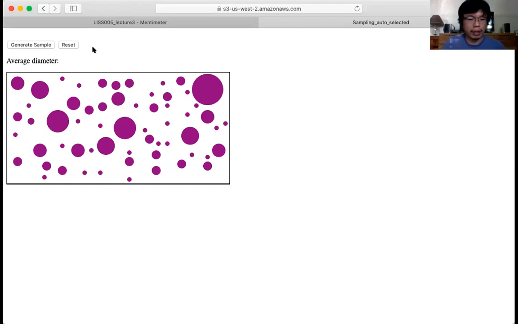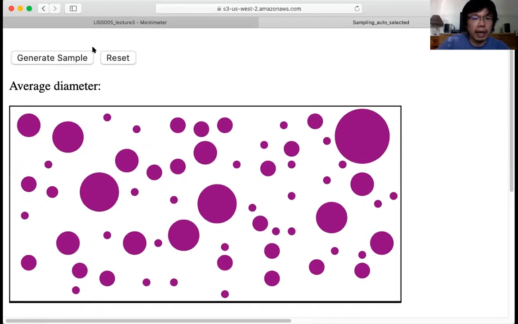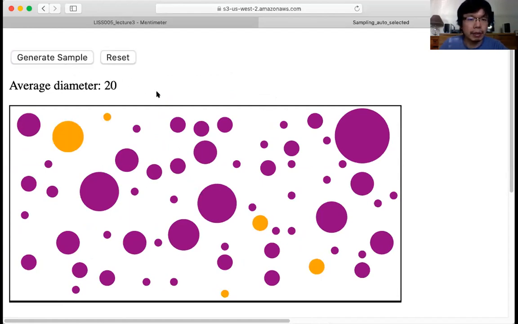So here's what you would see on the screen. Now you notice that you can't select them anymore. If you click, nothing happens. But if you click generate sample, it will give you a value. I would like you to enter that value into Mentimeter now.